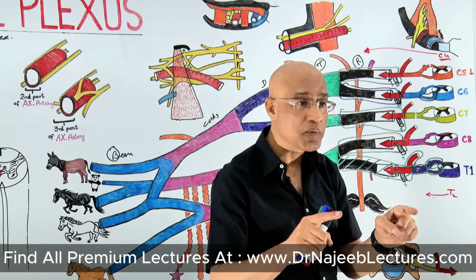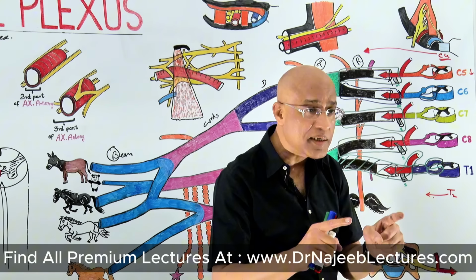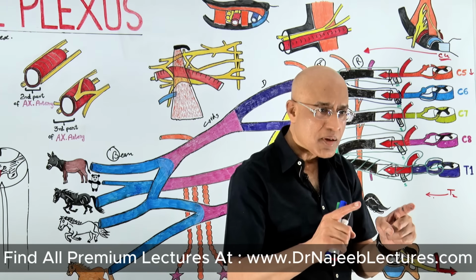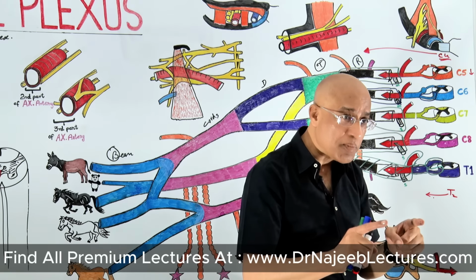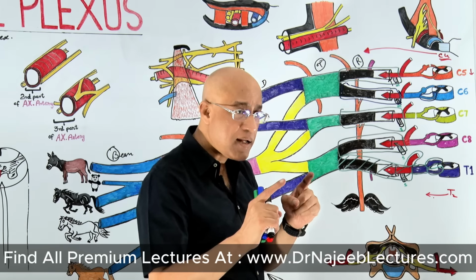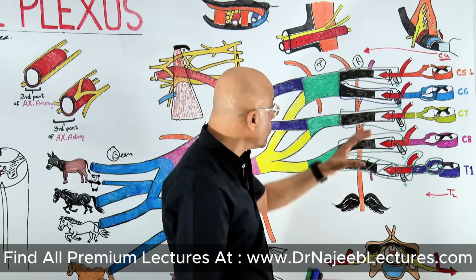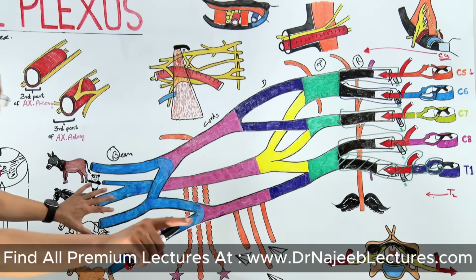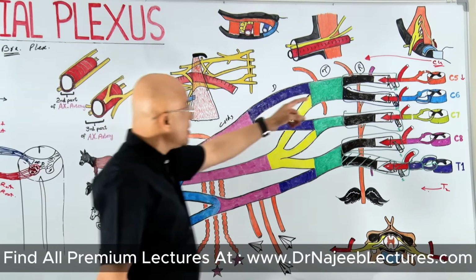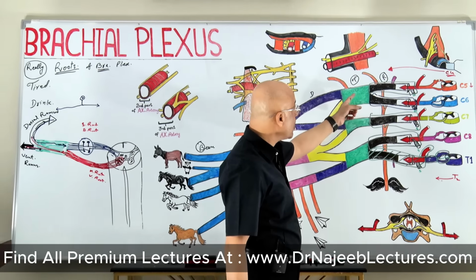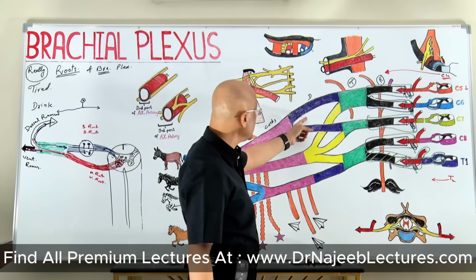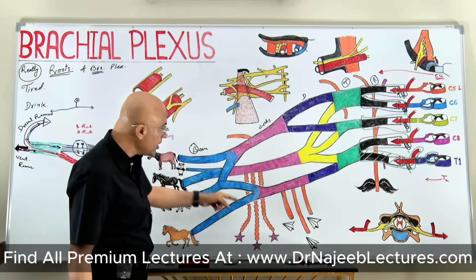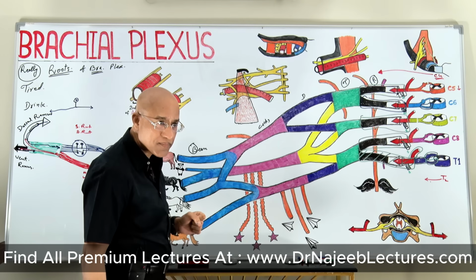We are going to talk about more than 20 clinical situations which can be produced by some pathology within the basic structure of the brachial plexus. Basic structure means problems with the roots or with trunks or with divisions or with the cords or with terminal branches or collateral branches, right?